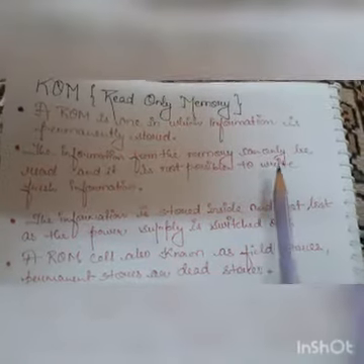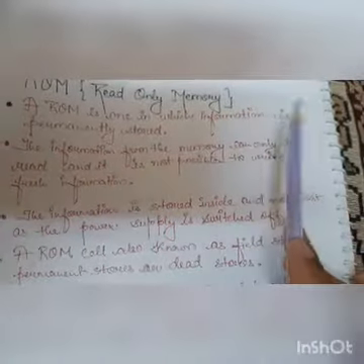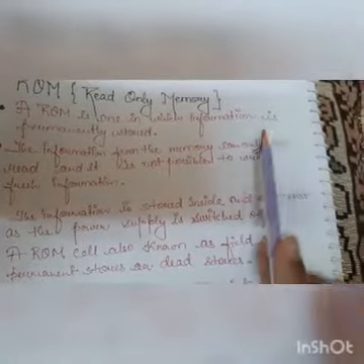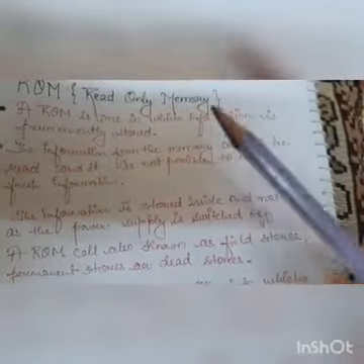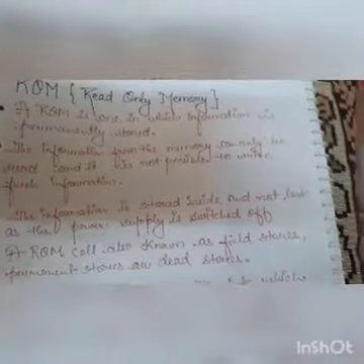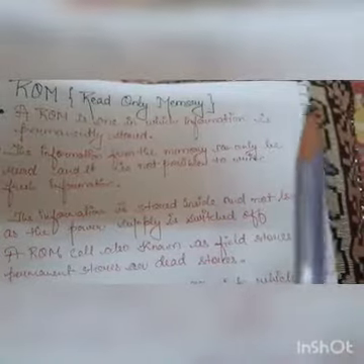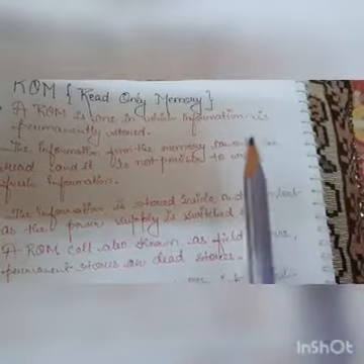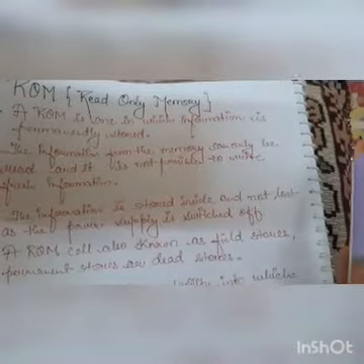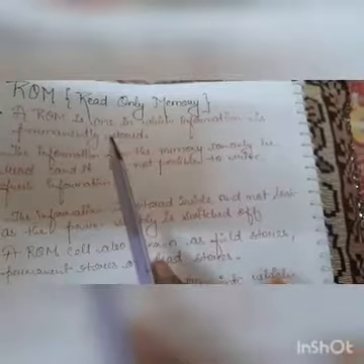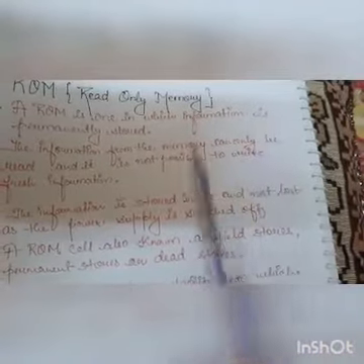Today we will study a ROM. The acronym of ROM is Read Only Memory. A ROM is one in which information is permanently stored. As we earlier studied RAM, which is a volatile memory system, if we switch off the system, there will not be any storage of information. But in a ROM, the information is permanently stored.